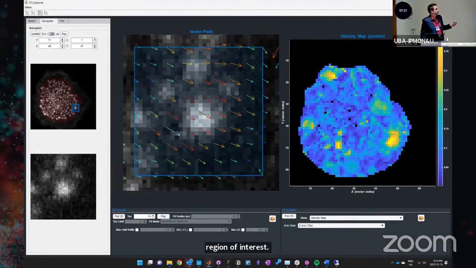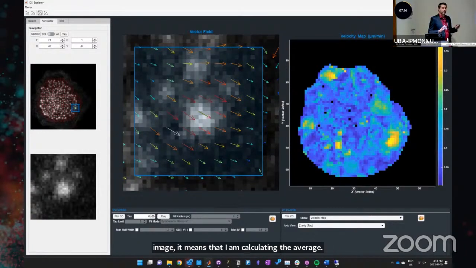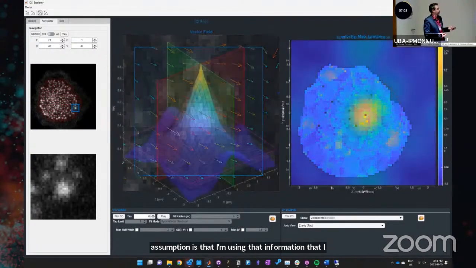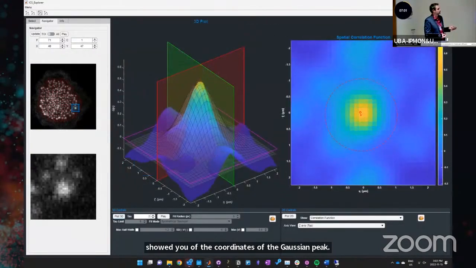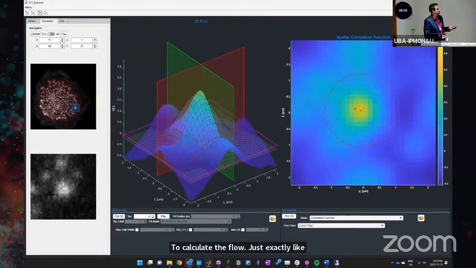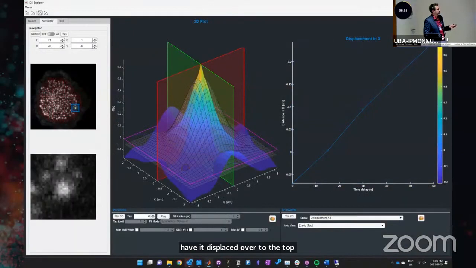Now, this brings me to something very important. For me to generate this vector using the information in this image, it means that I am calculating the average displacement of the whole region of interest. So one big assumption is that I'm using the coordinates of the Gaussian peak to calculate the flow exactly like this. We have it displaced over to the top, and we can fit the displacement in x to the time delay with a linear function.